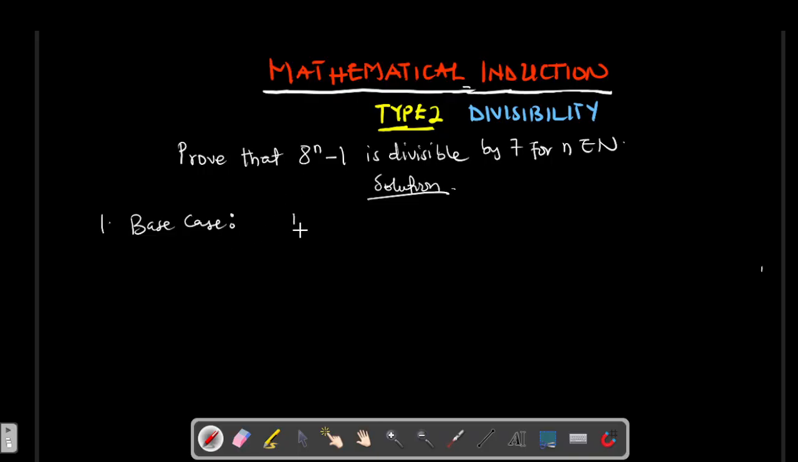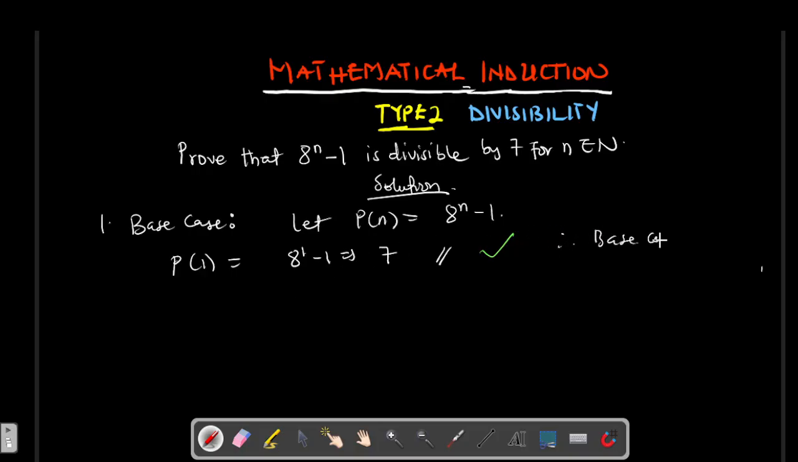So first of all, let P of n be equal to the statement, which is 8 to the power n minus 1. So to test for our base case, P of 1, we're going to have 8 to the power 1 minus 1, and that is equal to 7. 7 is divisible by 7, so it's true, perfectly true. So our base case is tested, therefore the base case is true.